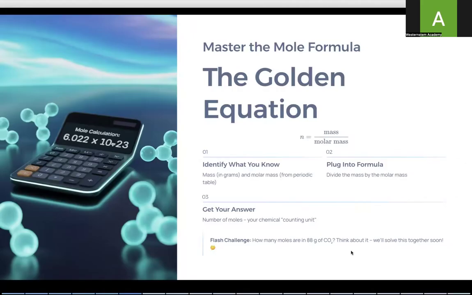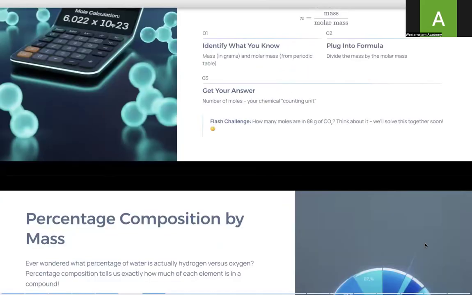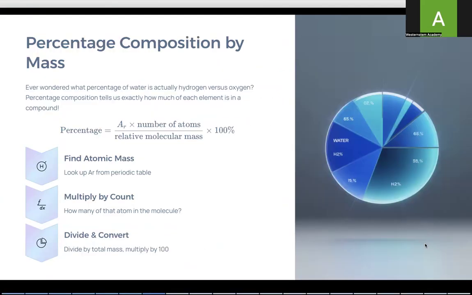Go ahead and comment your answer below. I want to see what your answers are. 88 grams divided by the molar mass of carbon dioxide. You should be able to calculate the molar mass of carbon dioxide by finding the molar mass of carbon and two atoms of oxygen. Add that together and divide the mass, 88 grams, by that number, and that will give you the number of moles. So go ahead and comment your answer below. I'm excited to see what your answers are.